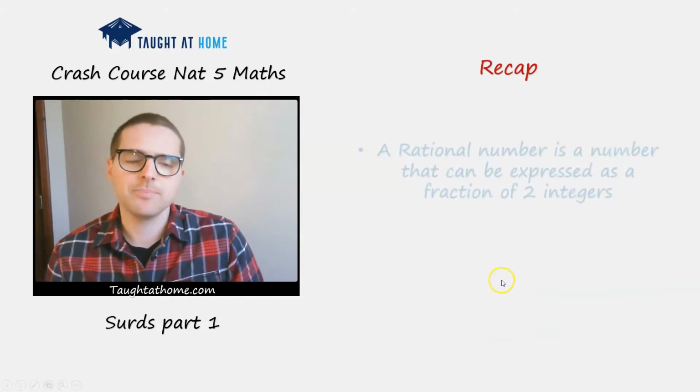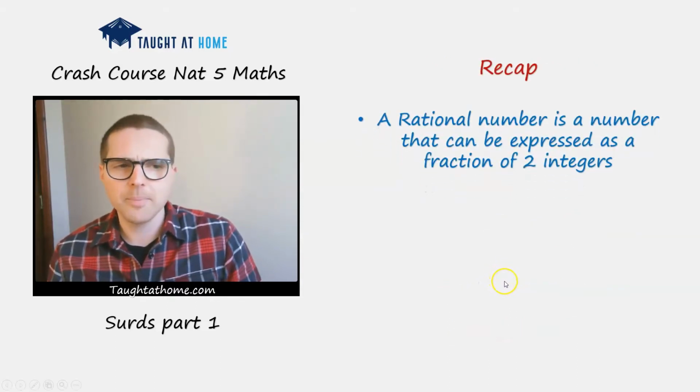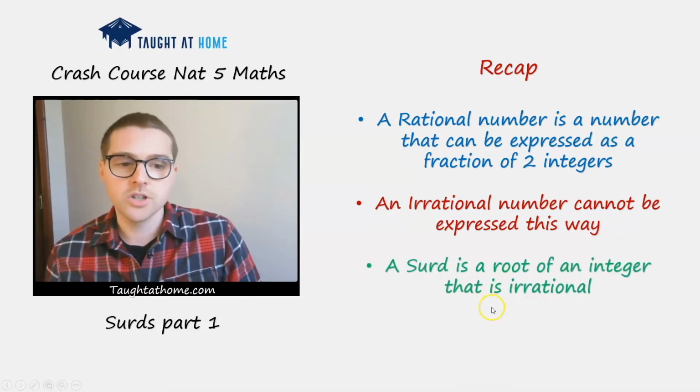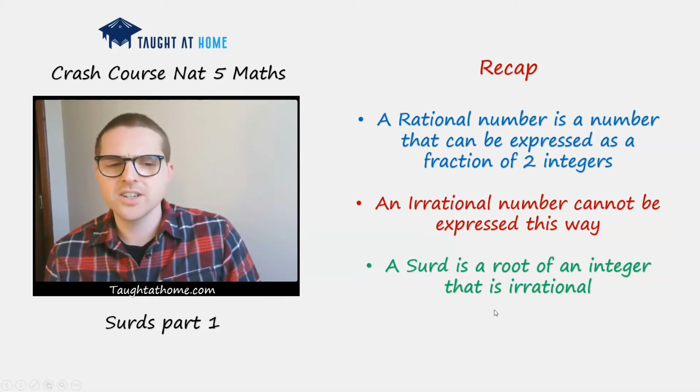So in recap, a rational number is a number that can be expressed as a fraction of two integers. An irrational number cannot be expressed as a fraction of two integers. A surd is a root of an integer that is irrational. So all surds are irrational, but not all irrational numbers are surds.